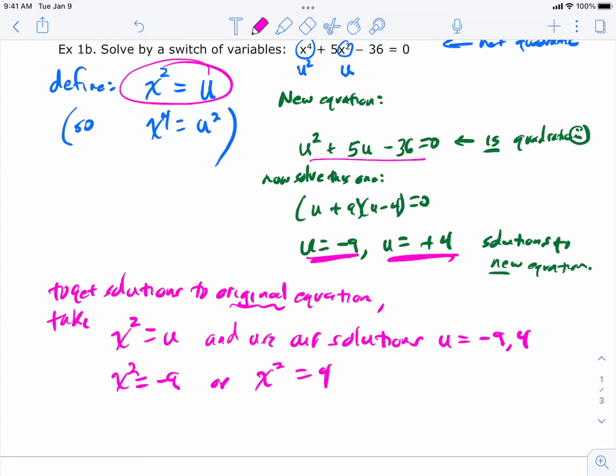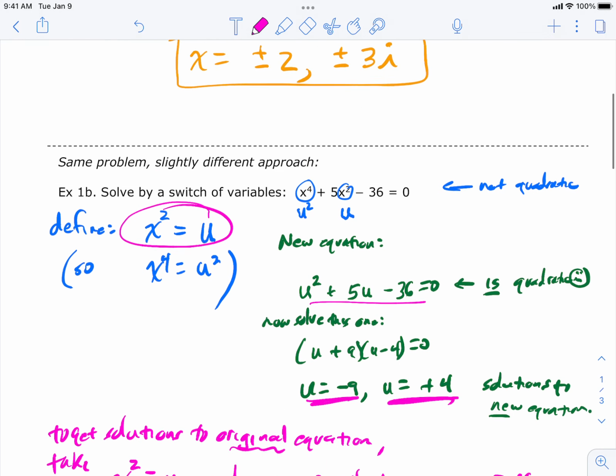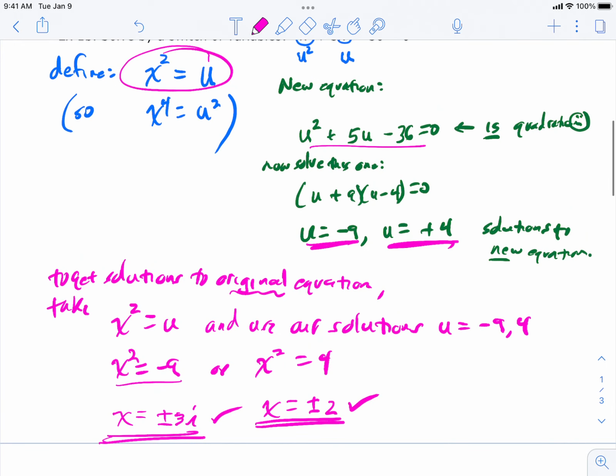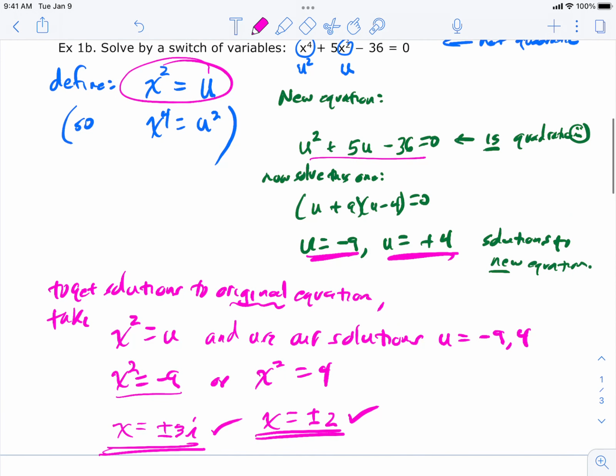And in this case, I'll just take square roots of both sides. Remember the plus or minus idea. And here's where you're getting your solutions, plus or minus 2, just like we had before. And then remember, if you take square roots of both sides here, because you're taking the square root of a negative, you're going to get an i, right? Plus or minus the square root of negative 9, which is going to give us plus or minus 3i. And if we scroll back up, yeah, those are the same two solutions we got before. Cool.